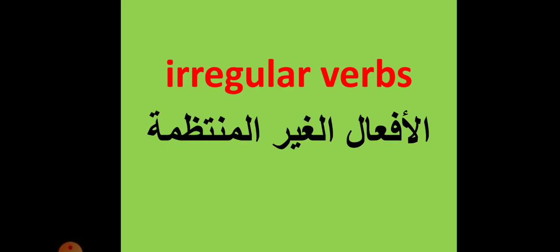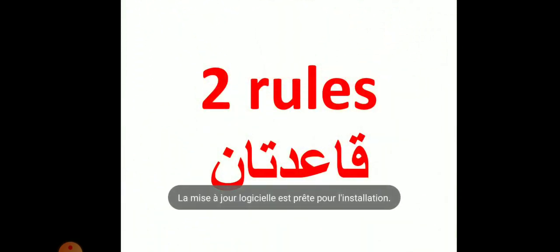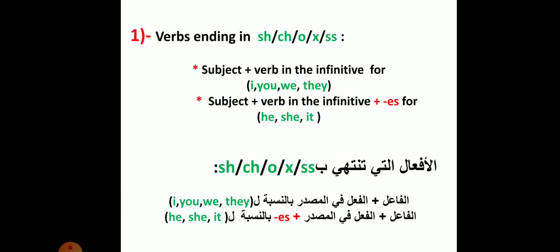For the irregular verbs, there are two rules. Verbs ending in sh, ch, o, x, and double s. For the form, subject plus verb in the infinitive for I, you, we, and they, no change. For he, she, and it, subject plus verb in the infinitive plus es. Okay, please pay attention here. We add es to the verb in the infinitive for he, she, and it.